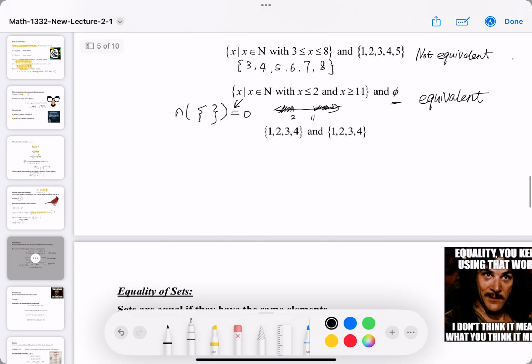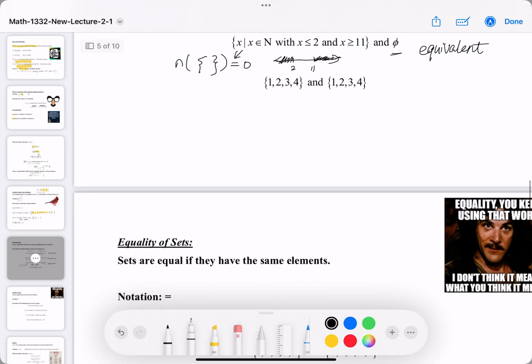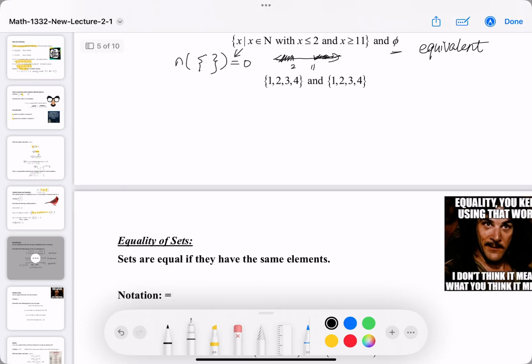Next one, in the set we have 1, 2, 3, 4. And on the right, we also have 1, 2, 3, 4. This is equivalent because they all have the same cardinality 4. So they are equivalent. They are exactly the same. We also say they are equal. And we say they are equivalent because the cardinalities are the same.